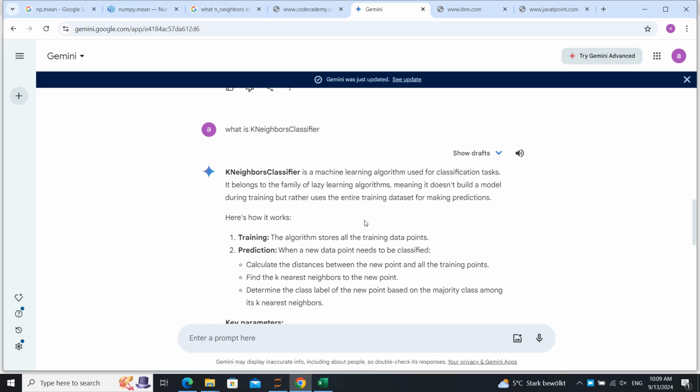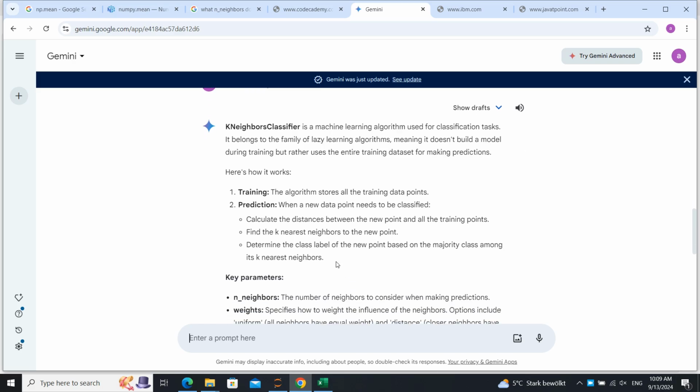It's a machine learning algorithm for classification tasks. It belongs to the family of lazy learning algorithms, which means it doesn't build a model during training, but rather uses the entire training dataset to make predictions. This is important: being lazy.